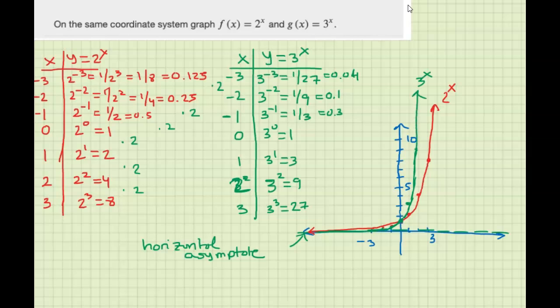So as we increase the base of the exponential, the graph becomes steeper, but it looks the same. It's the same kind of behavior. All right? So here we just started to look at what the basic exponential graphs look like.